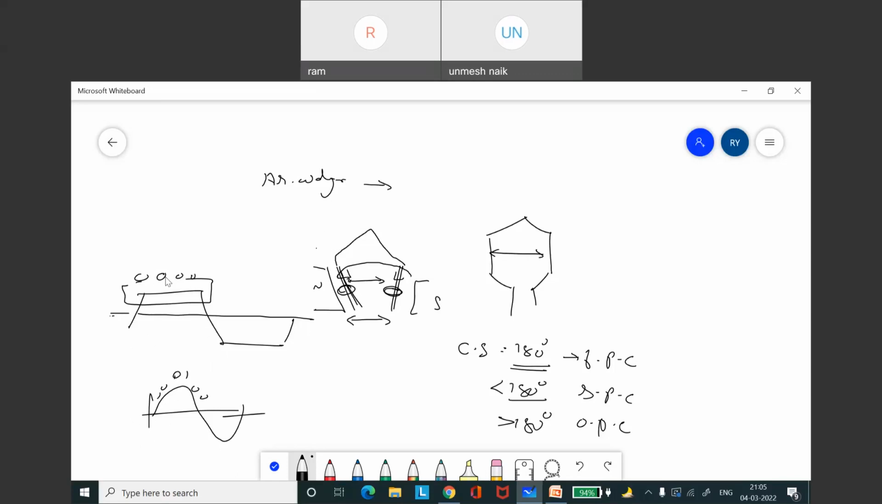Now the next, the armature. Generally, the armature has a lot of coils like this, and so on, n number of coils. So how is a coil connected to another coil? Based on that, the armature winding is classified into two types. One is lap winding, the other one is wave winding.